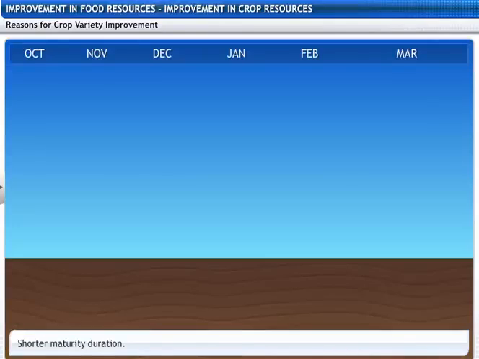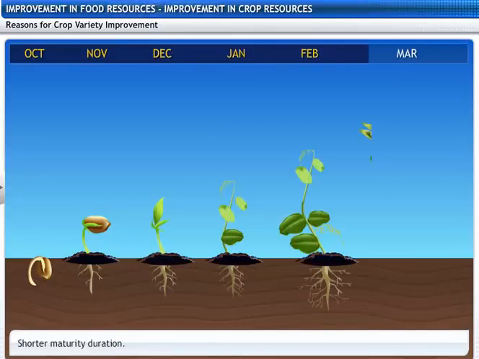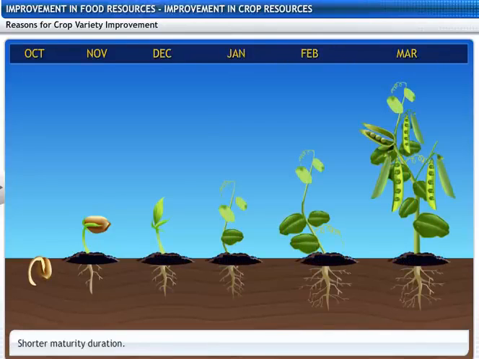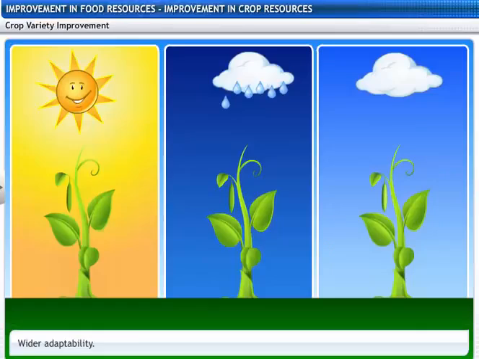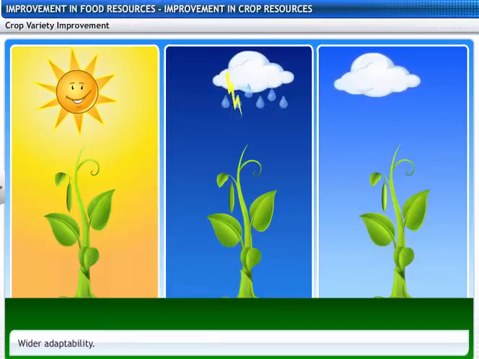A fourth reason is to develop crops with a shorter duration from sowing to harvesting, as it is economical. A fifth reason is to develop plants with a greater adaptability to climatic conditions, so that multiple rounds of crops can be grown in a year.